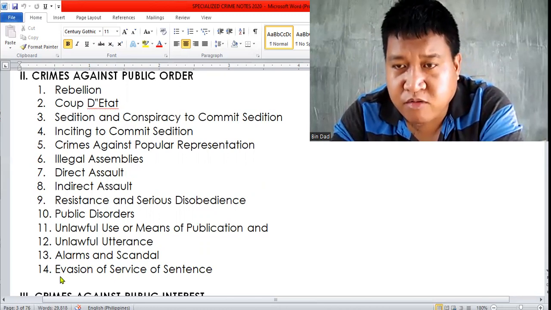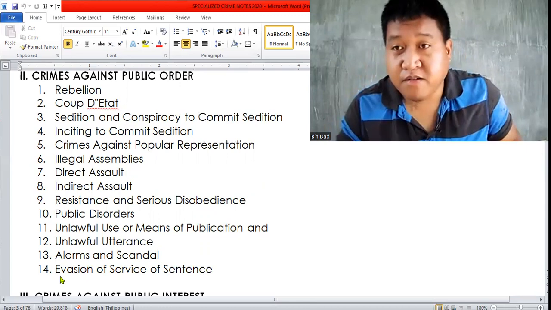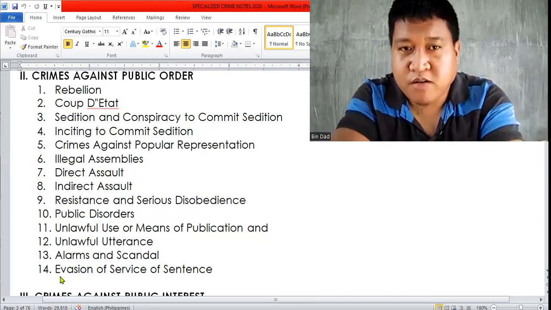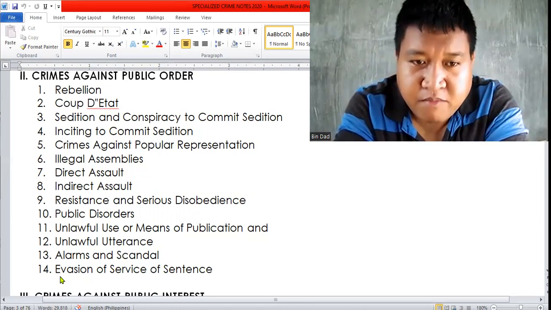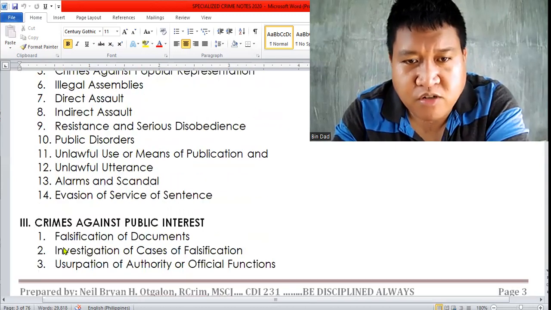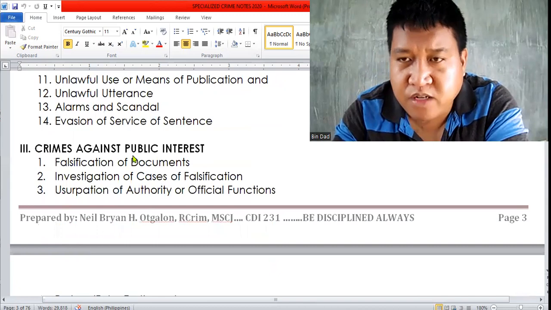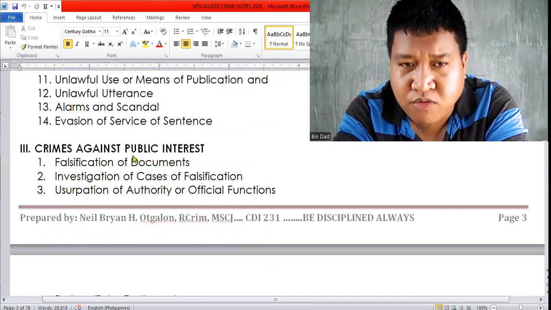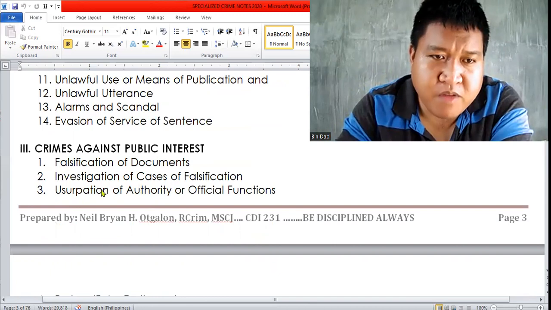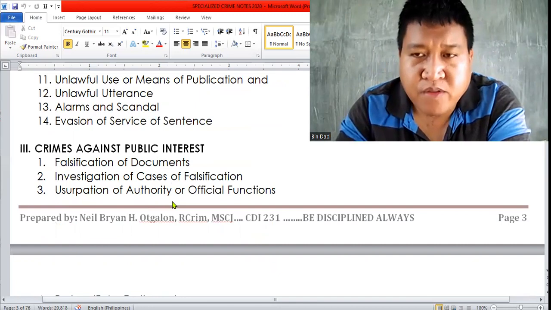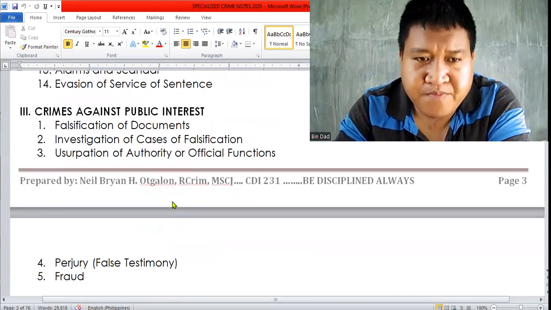Isipin mo na lang kung may tumakas na prisoner, a rapist, then it is walang order ang public because nagpapanik ang mga yan pag ikaw ang susunod. So those are the crimes against public order. Crimes against public interest. So it is for the interest of the public. Falsification of documents, you see, it is a violation of public interest. Panlilinlang po yan, panlalamang, panggugulang. So pakibasa na lang yung mga yan. Usurpation of authority. Pag nagpanggap ka na ikaw ay isang police, then that is usurpation.